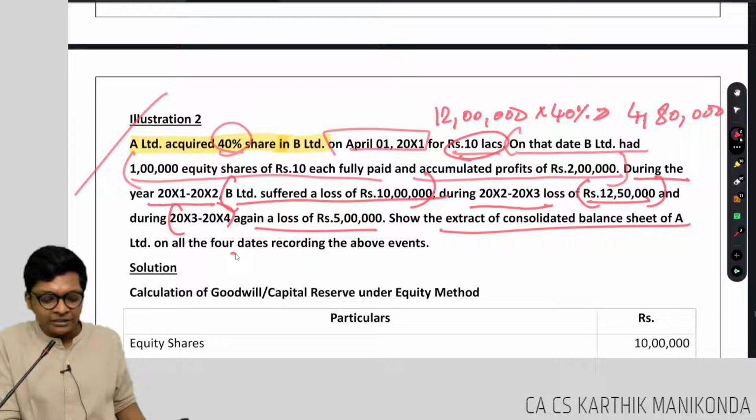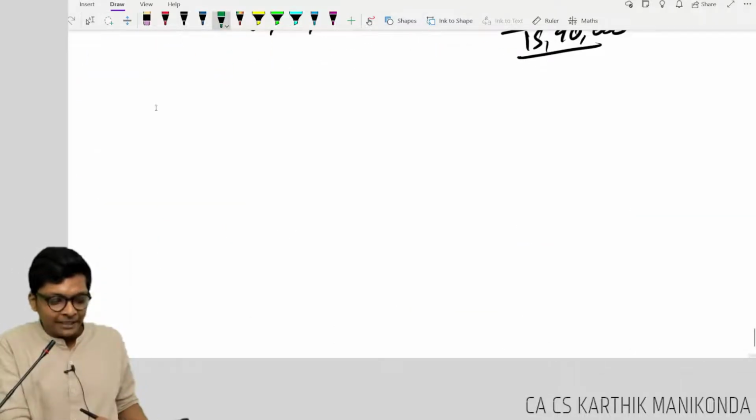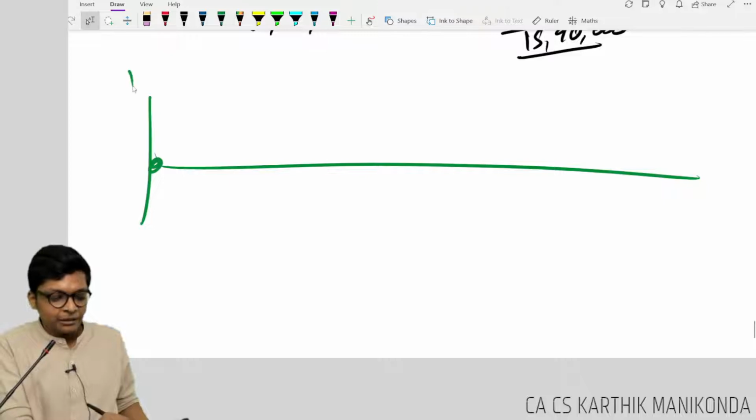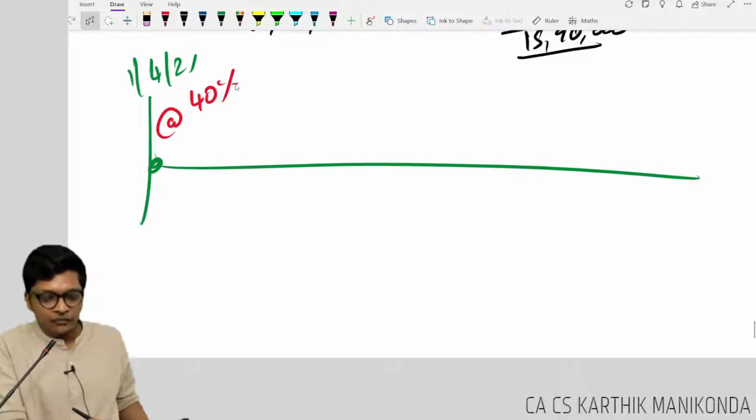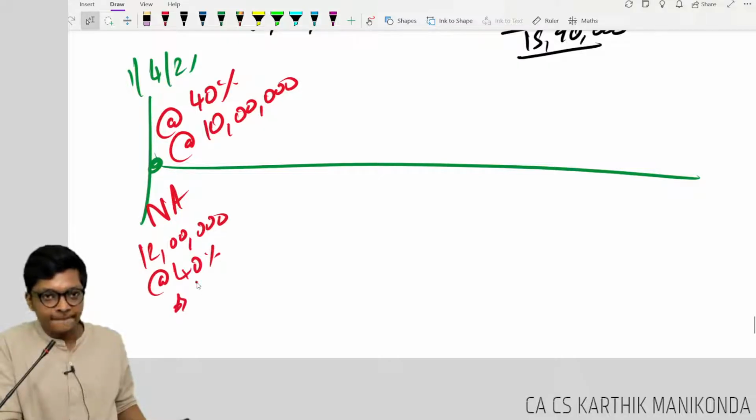Show how this will look in the balance sheet. Are you following, guys? So now if I have to prepare the timeline again, I purchased on 1st April 21, 40% at 10 lakhs. That day net asset was 12 lakhs. In that my share is 40%. How much? 4 lakh 80,000.